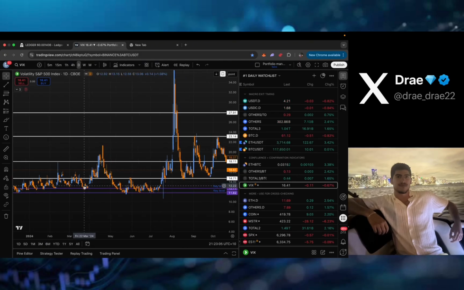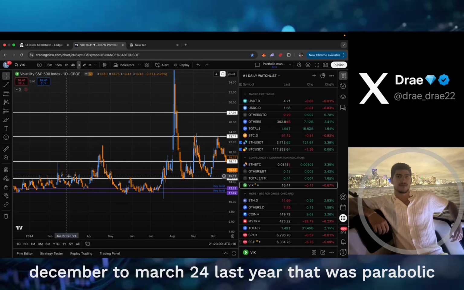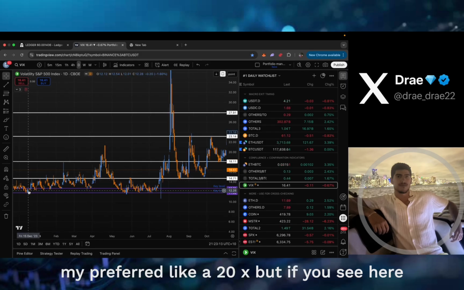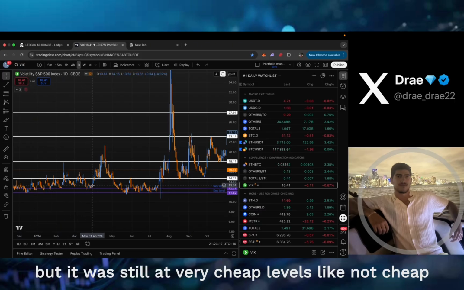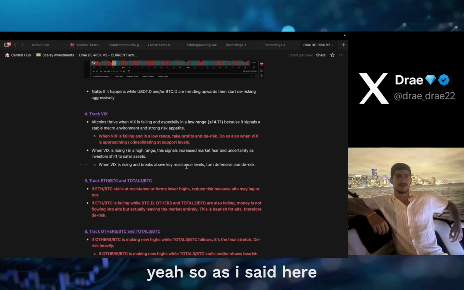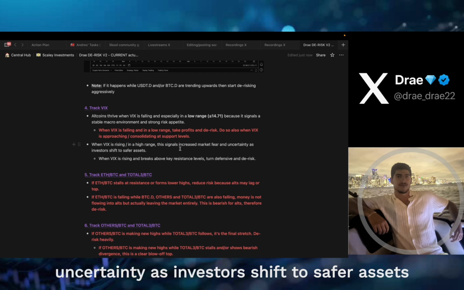So from here to here, for example, December to March 24 last year, that was parabolic. My portfolio did like a 20x. But if you see here, the VIX was actually in a bit of an uptrend. But it was still at very low prices. So as I said here, when VIX is rising in a higher range, it signals increased market fear and uncertainty as investors shift to safer assets.